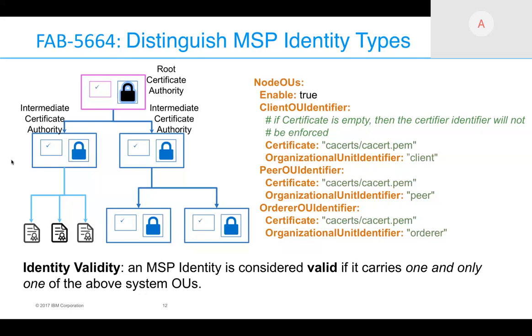Then with this modification, we say that an identity is valid if it carries at most, not even at most, one and only one of the above system OUs. It needs to be a client or a peer or an orderer. If it's neither of these, the identity will just be rejected.